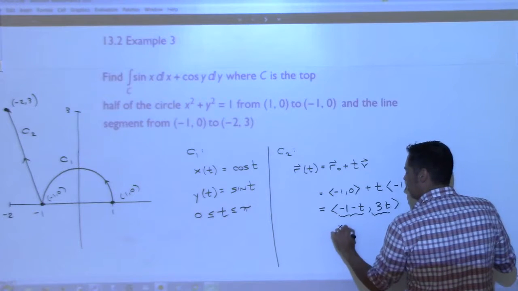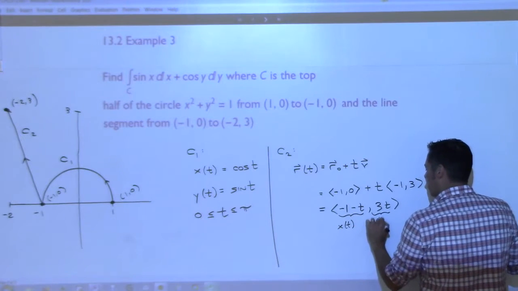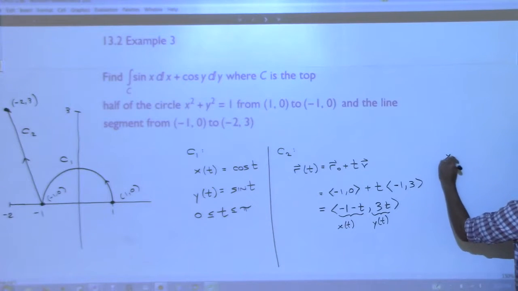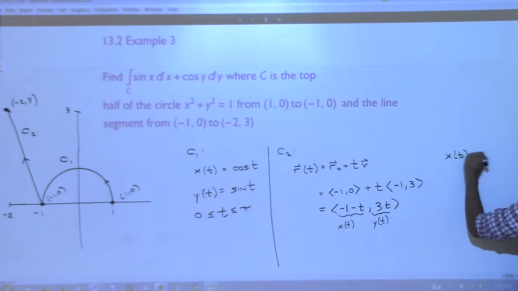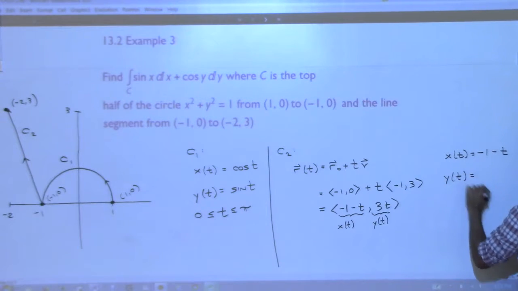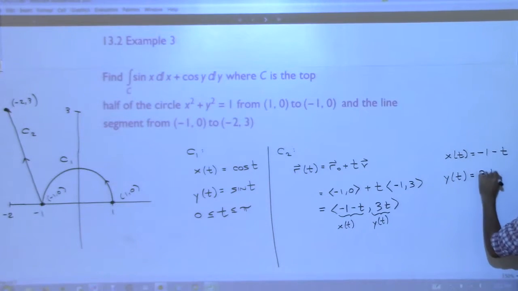So this will be our x of t, and this will be our y of t. So now we can finally write them down. Let's see. X of t is negative 1 minus t, and y of t is just 3t.